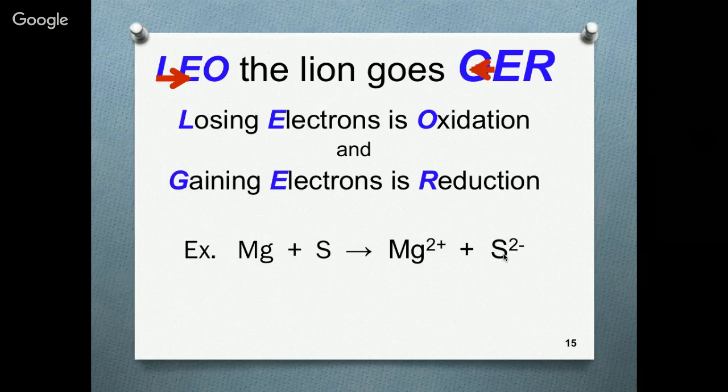Now what we want to do is look at what's happening as we move from the left to the right across the equation. The sulfur is going from 0 to -2, and the magnesium is going from 0 to +2. If you think about a number line, magnesium going from 0 to +2 is becoming more positive, so it's being oxidized. Sulfur is going from 0 to -2, so it's going down the number line, so it's going to be reduced.